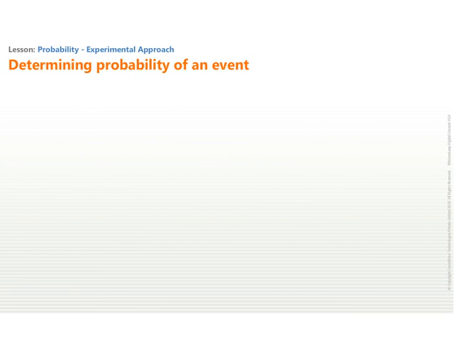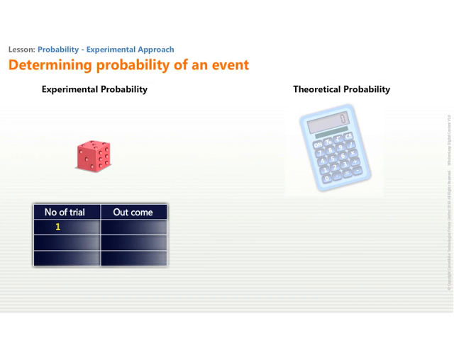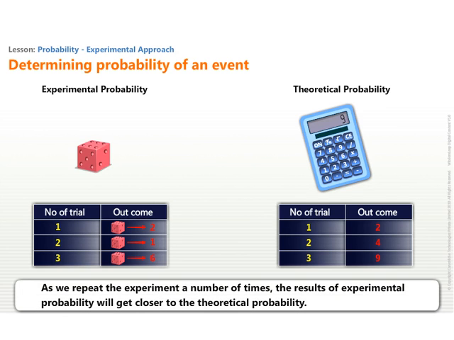There are 2 ways of determining probability. One is by performing an actual experiment and the other is by calculating it theoretically. We know that theoretical probability is determined by analyzing the possible outcomes theoretically, whereas experimental probability refers to the probability of an event occurring when an experiment was conducted. As we repeat the experiment a number of times, the results of experimental probability will get closer to the theoretical probability.